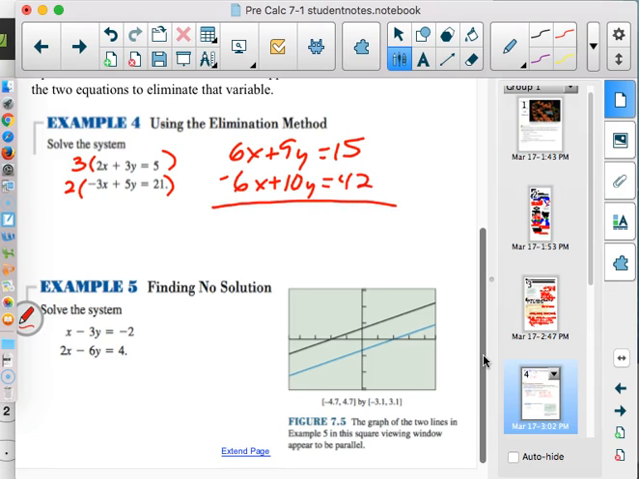Good news is we have our opposites. Add those two together, 6x plus negative 6x, the x's are gone. 19y equals 57. 19 going into 57 nicely. Yes. How many times? 3. Perfectly 3 times.